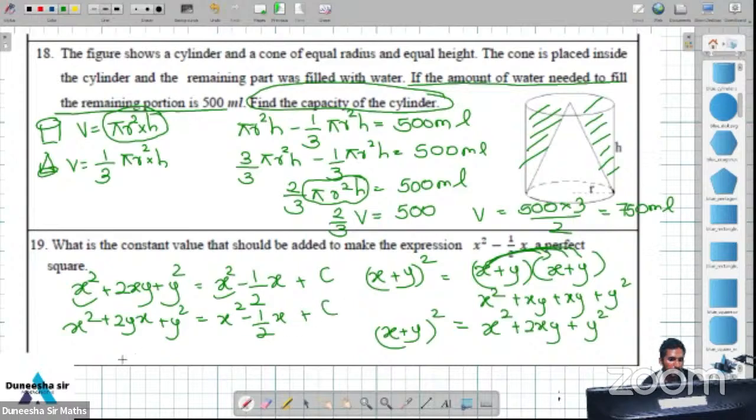Then 2y equal to minus 1 over 2. Then y is how much? Minus 1 over 4. Okay. Can you get it? Then you have to find what? y squared.